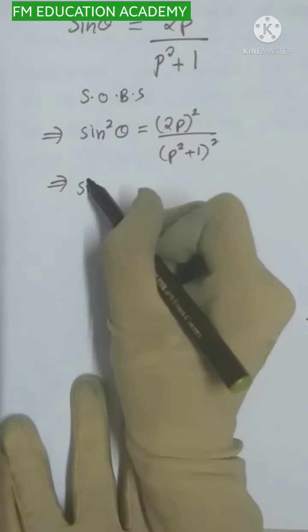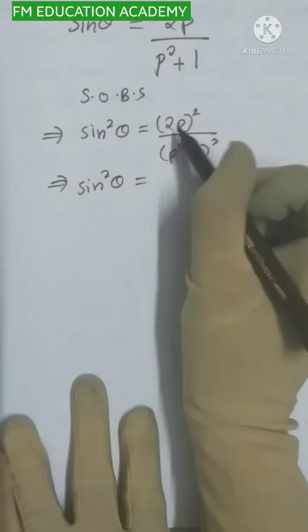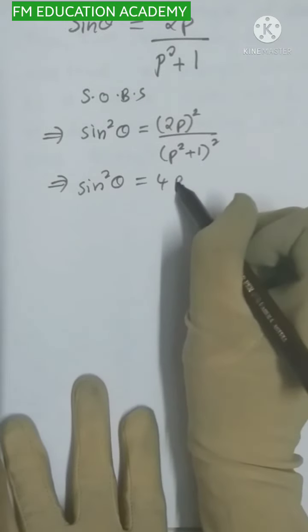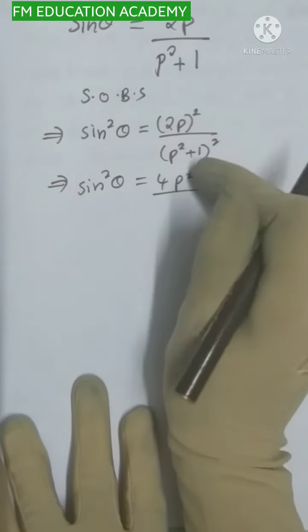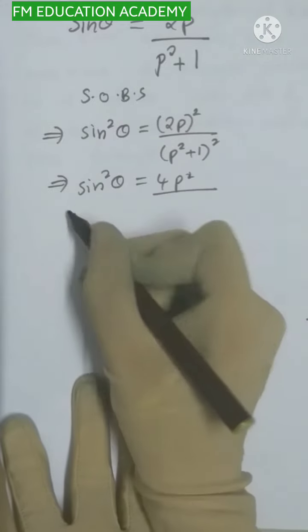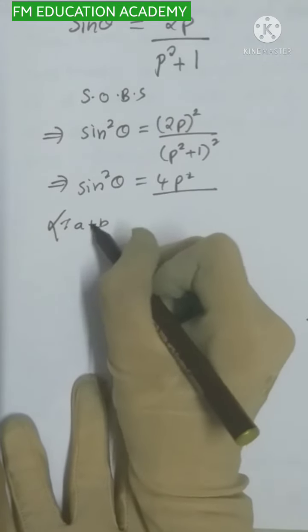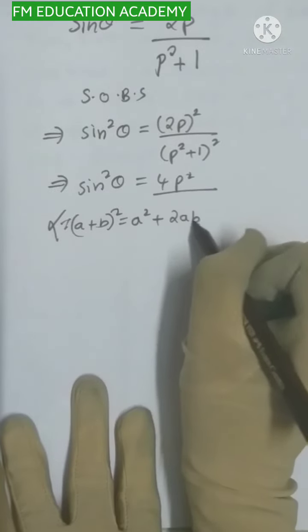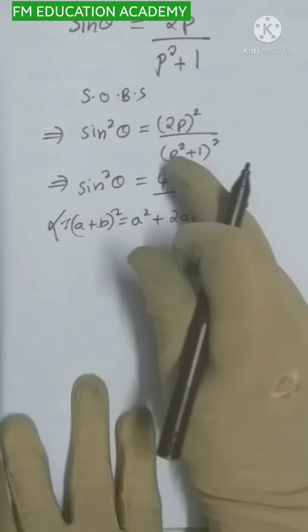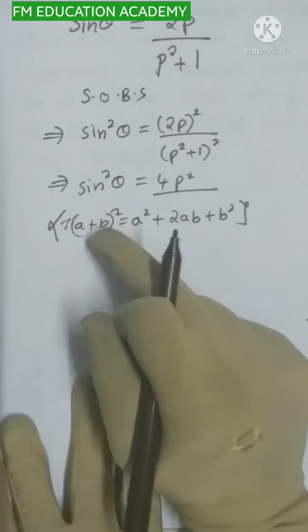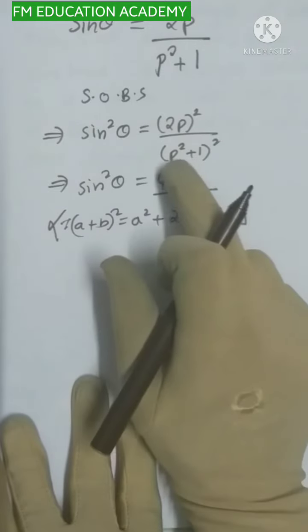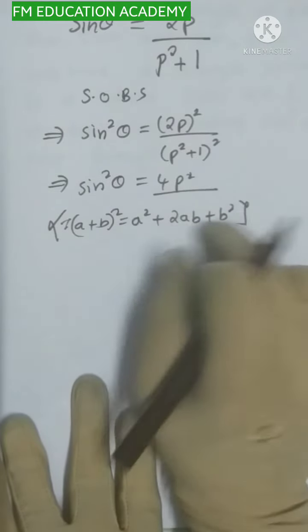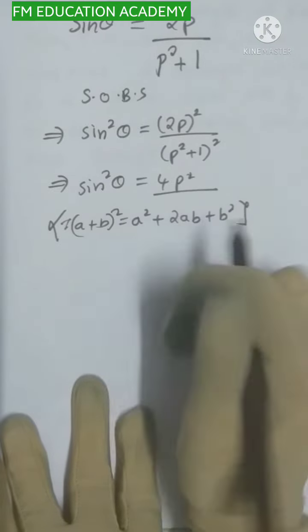Now this is nothing but sin square theta is equal to 2 square, which is 4, p square, as it is, over a plus b whole square. What is a plus b whole square? We already know, a plus b whole square is a square plus 2ab plus b square. So compare this p square with a, and this 1 with b. That is, here a is p square and b is 1. So write the RHS in the form of a square plus 2ab plus b square.